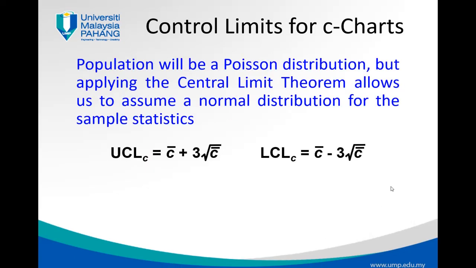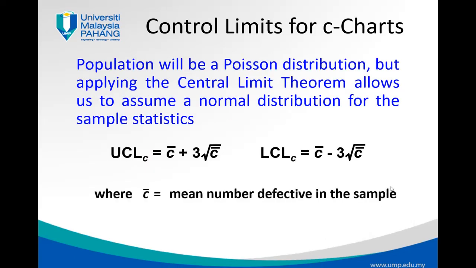Next we look at the control limit for the C chart. Previously it was the P chart. P stands for percentage. Now we move to the C chart. C represents the count. So this control chart is constructed based on the number of defect counts.